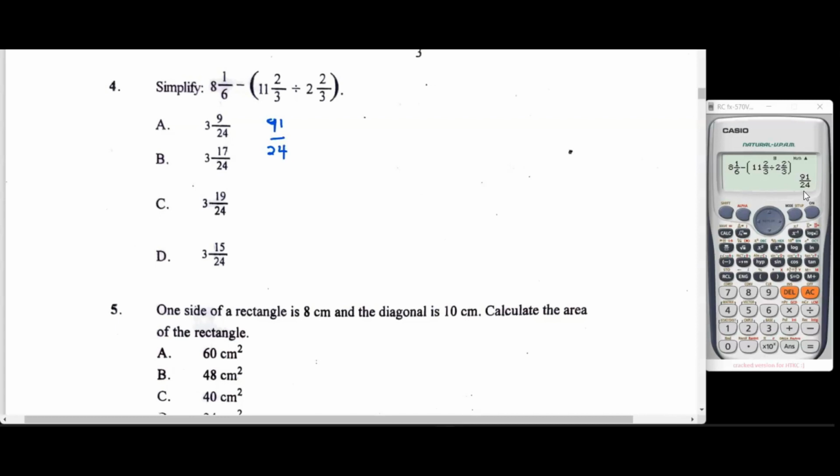But remember, the possible answers that have been shown here are actually mixed number solutions. So in order to get your answer in the mixed number form, you key in the shift button and then the SD button. So it gives you the answer as 3 whole number 19 on 24, which is possible answer C. So moving further, we go to question number 5.